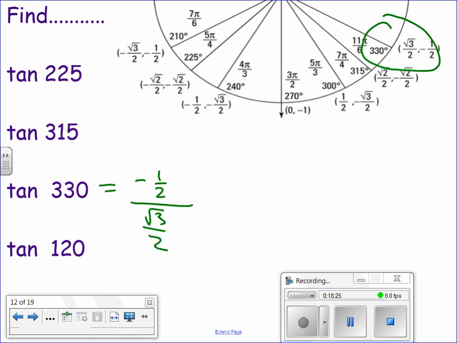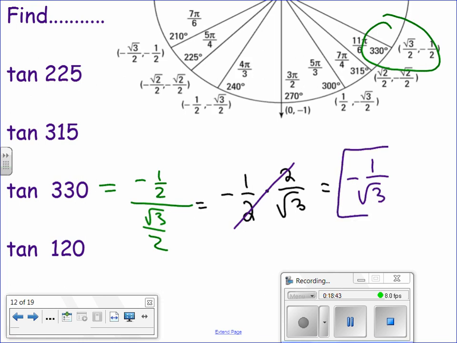We can't actually divide fractions, but we can multiply by the reciprocal to help us simplify. So you keep your first fraction the same, and you multiply by the reciprocal of the second fraction. And that's going to allow you to simplify a lot of these down. Our 2's cancel. We've got negative 1 over radical 3. The scholars would probably rationalize that denominator, but I'm okay with you leaving it.